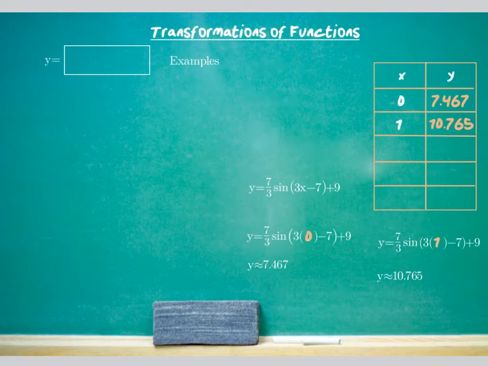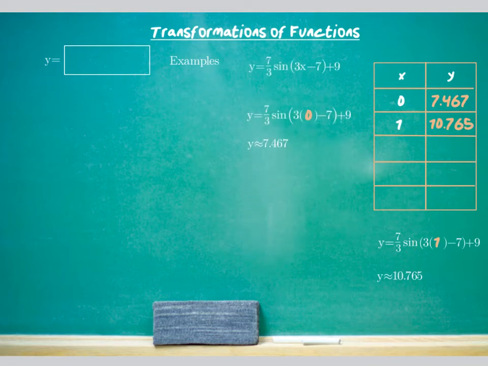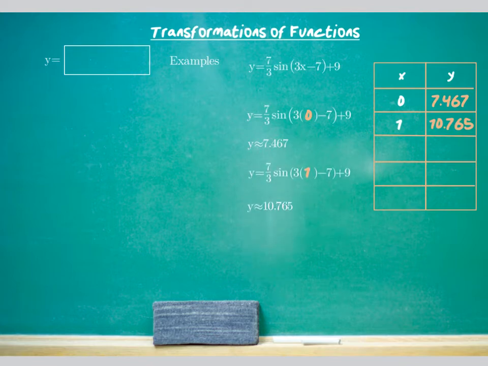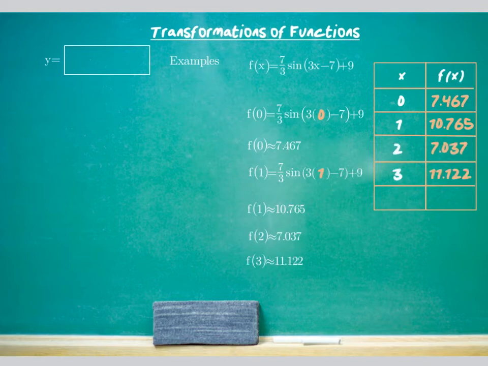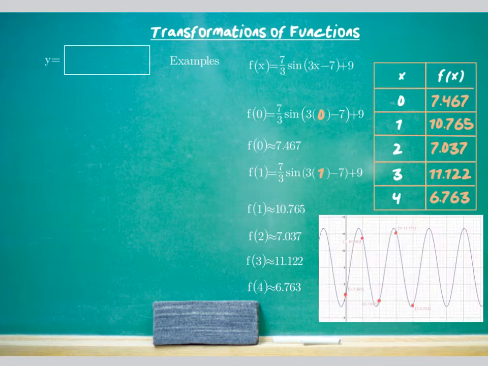I'm going to continue along with this equation to show you the rest of the transformations, but I'm going to change the y variable to f of x. That way it'll be more obvious which x value I'm plugging in for each y value. F of 0 is about 7.467, f of 1 is about 10.765, f of 2, f of 3, f of 4. There we go. There we've got our values. This is just a typical sinusoid that we've already learned how to graph pretty well.